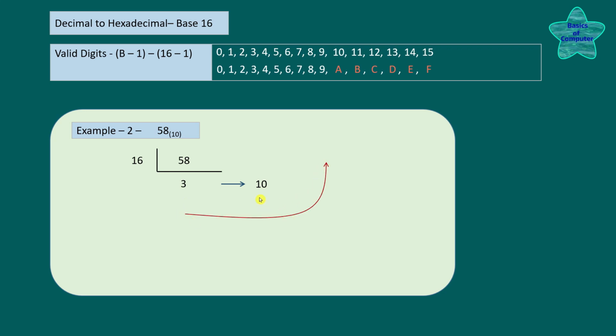But here we have an important step. The 3 we can write as it is, but how do we write 10? 10 has to be written as A, because in hexadecimal A stands for 10. So what we write here is 58 to the base 10 is 3A to the base 16. Notice when the remainder was to be written as 10, we wrote it as A, because this is the correct digit to be used.